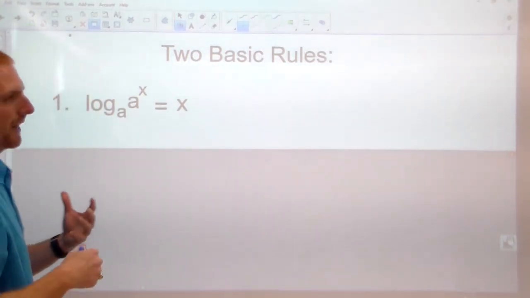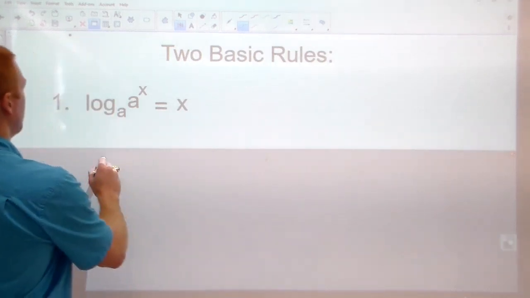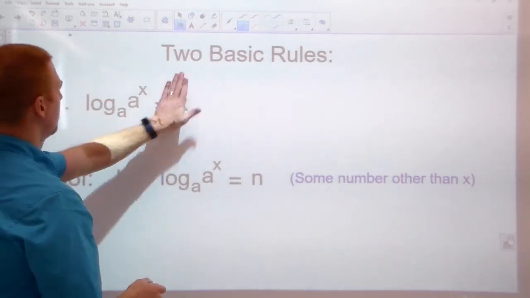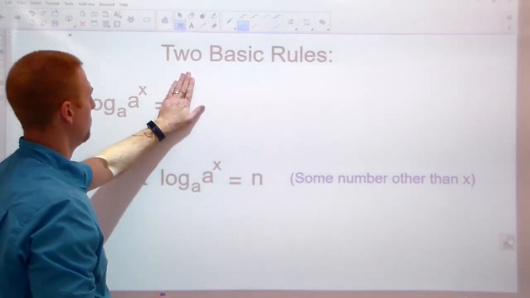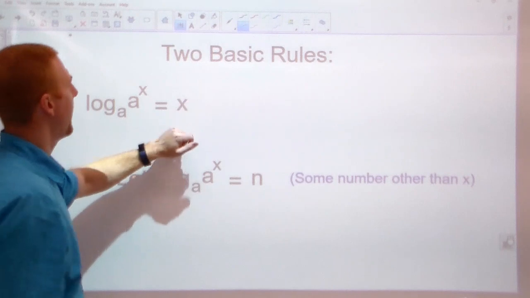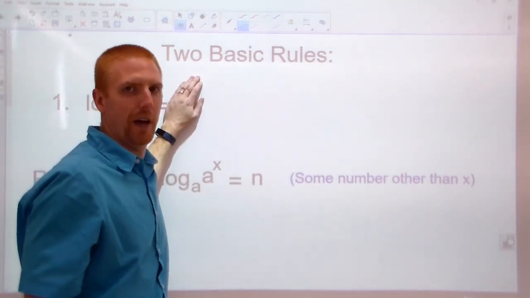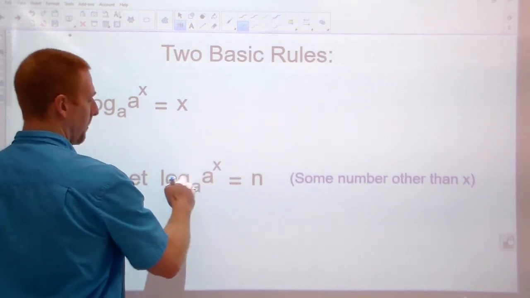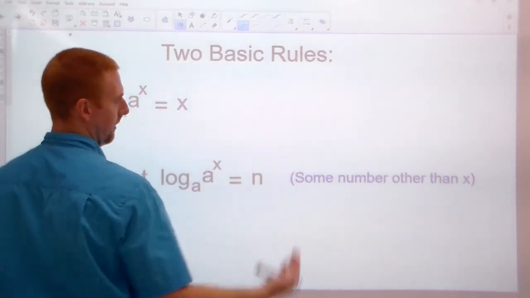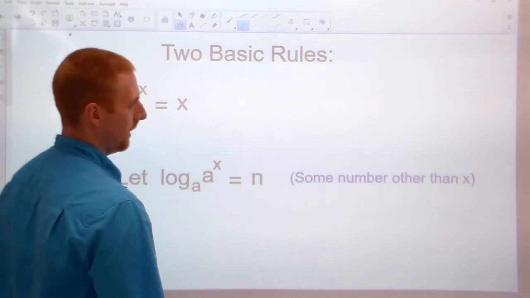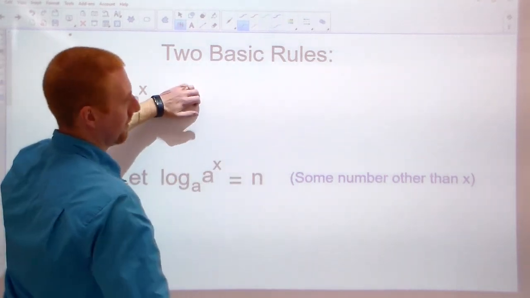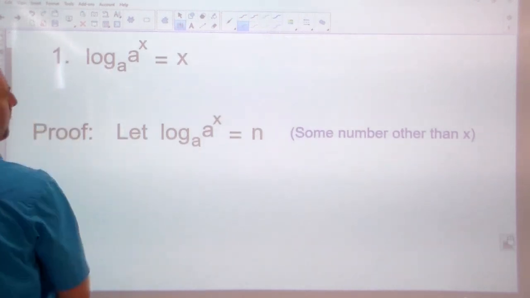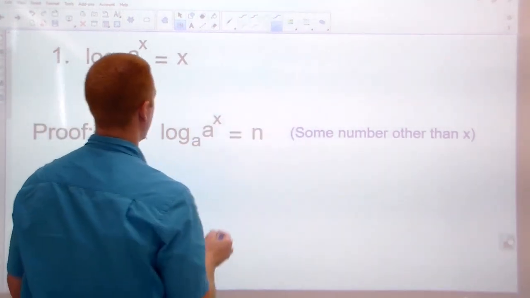The first thing, I'm just going to give you this to start off with and let you think about it. So let's let this left side right here equal something. Let's say I don't know what it equals. I don't know that it's x, but it's got to equal something. So I'm going to say log base a of a to the x is n, some number. And I said n other than x because I'm just saying I don't know what this is right off. So some number.